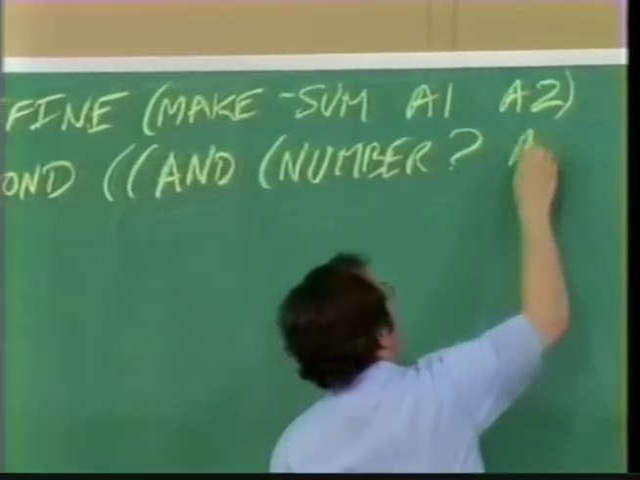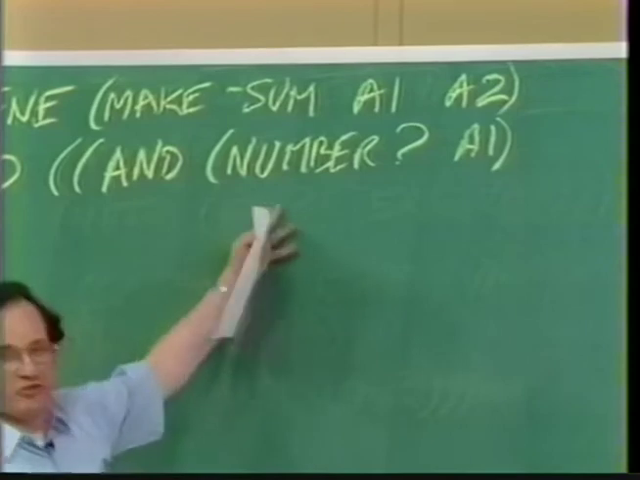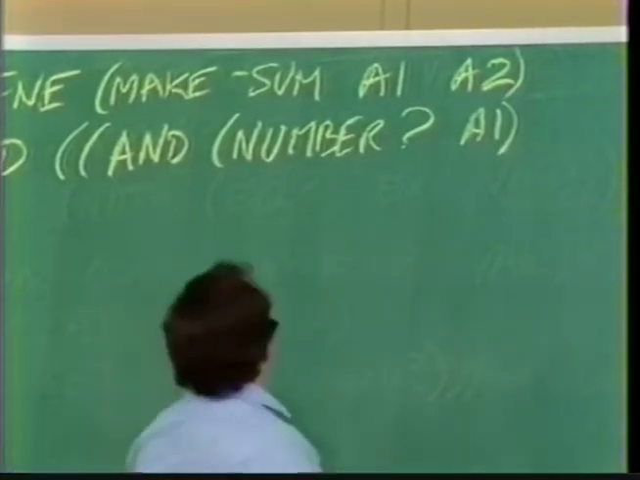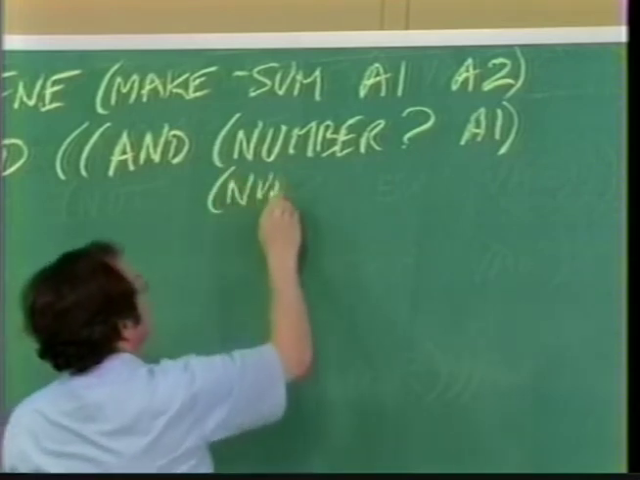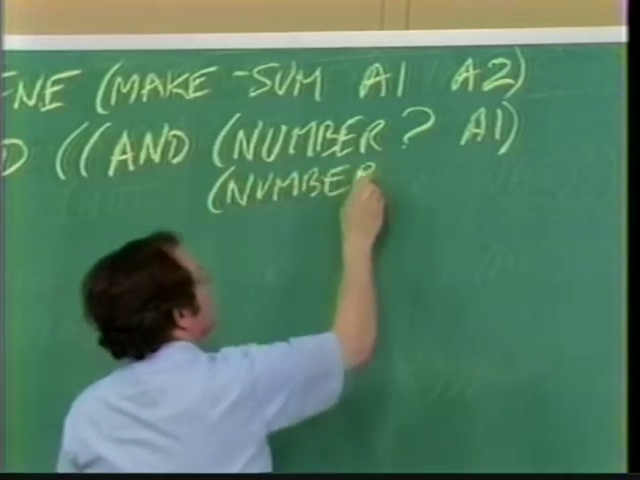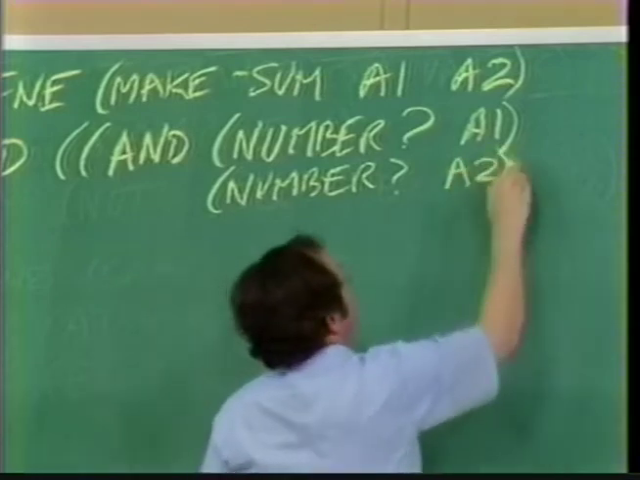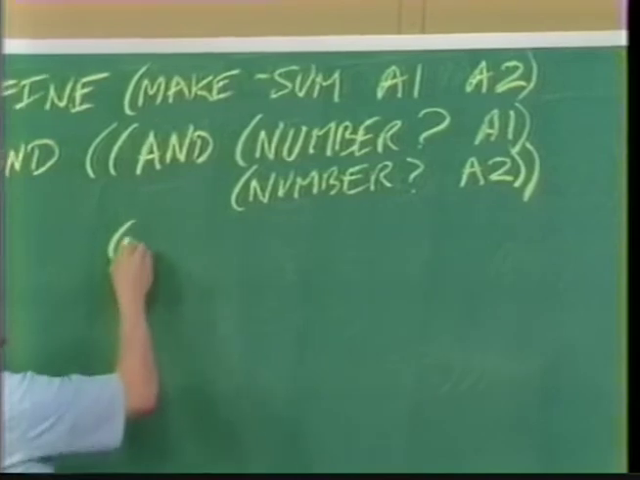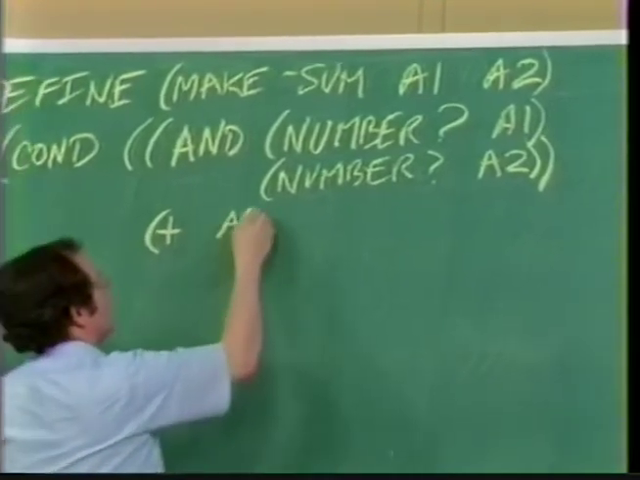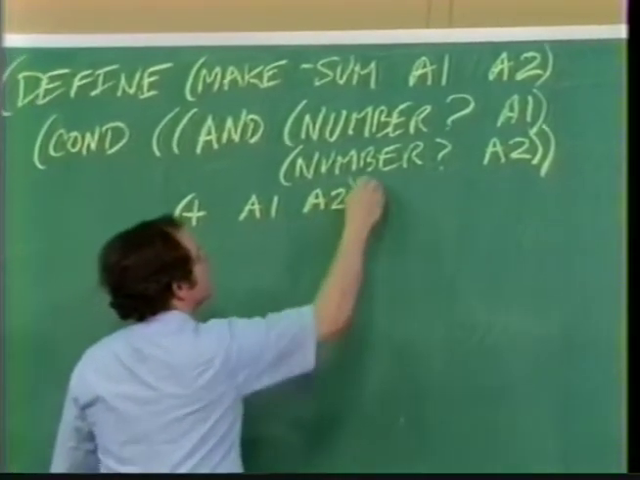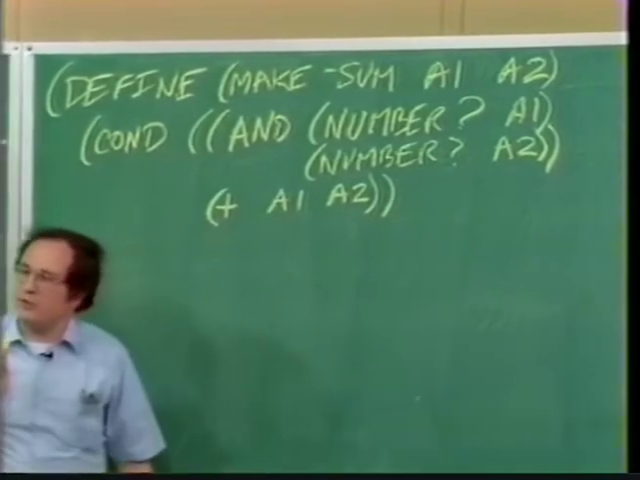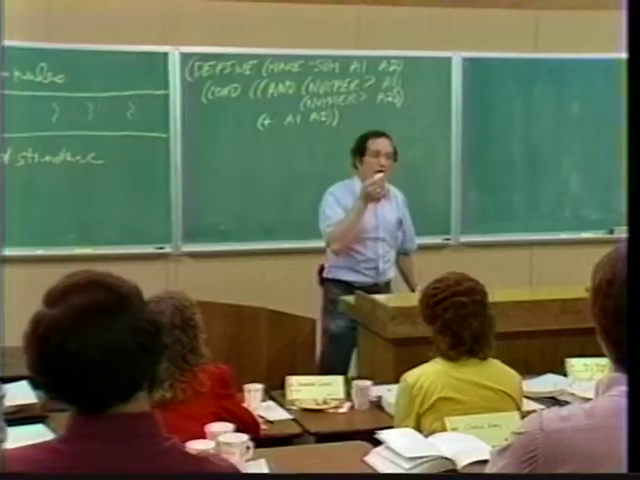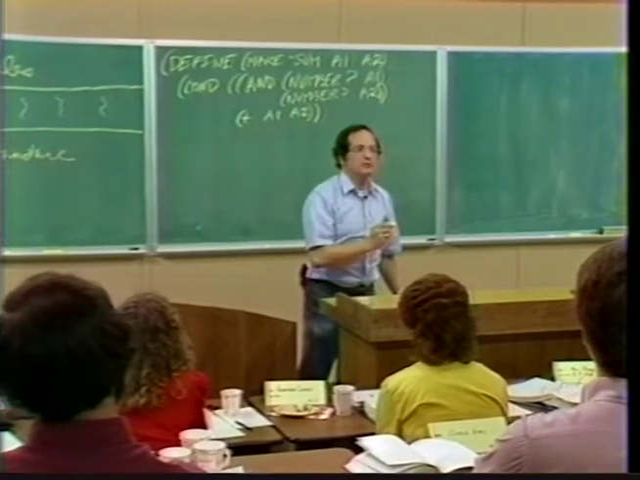if A1 is a number, and here's another primitive I've just introduced, it's possible to tell whether something is a number. And if A2 is a number, meaning they're not symbolic expressions, then why not do the addition now? The result is just the plus of A1 and A2. I'm not asking if these represent numbers. Of course, all of these symbols represent numbers. I'm talking about whether the one I've got is the number 3 right now.